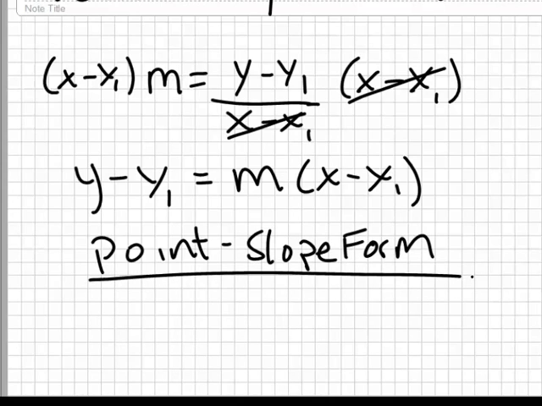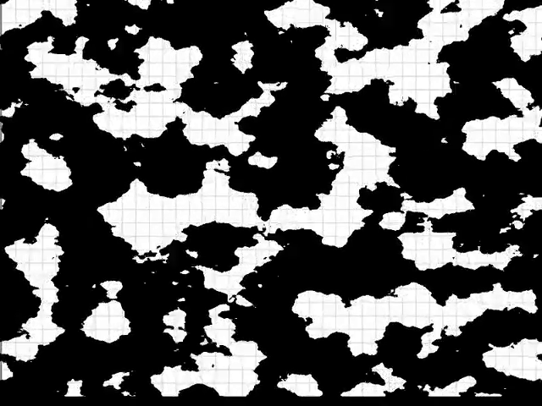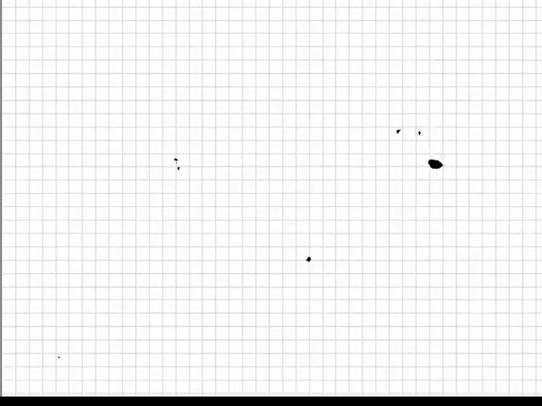Now, what's nice about the point-slope form is there's no y-intercept. All we need is a point on the line and the slope of the line. Just like in the slope-intercept form where m stands for slope, m also stands for slope in the point-slope form. So let's look at an example of where the point-slope form would come in handy.